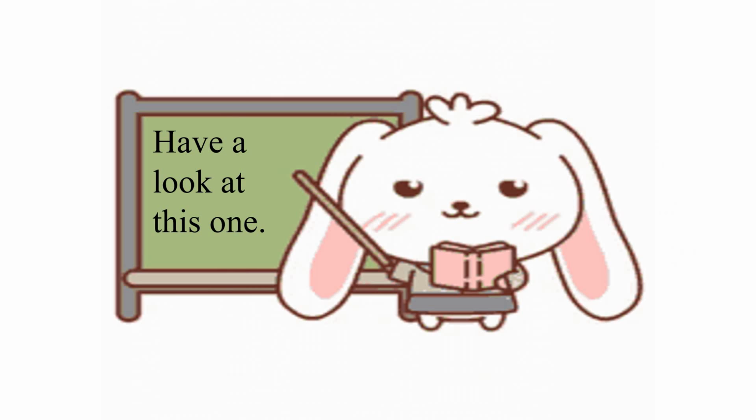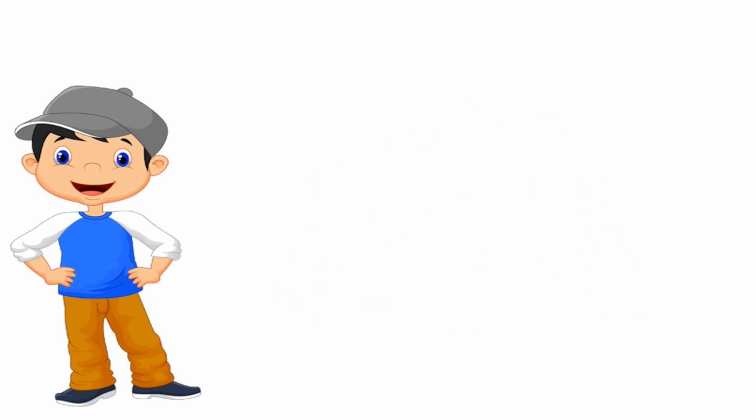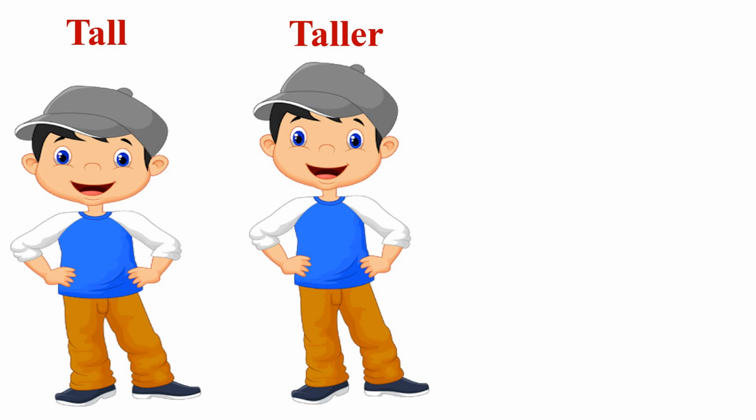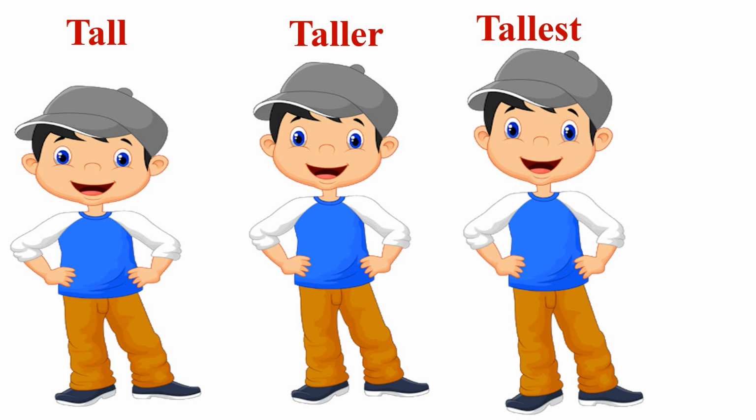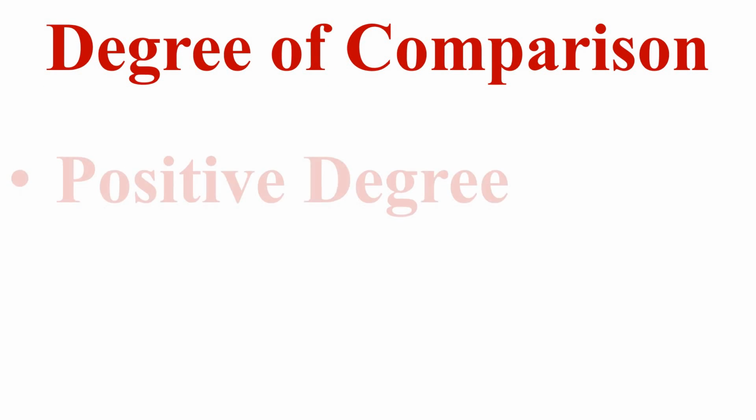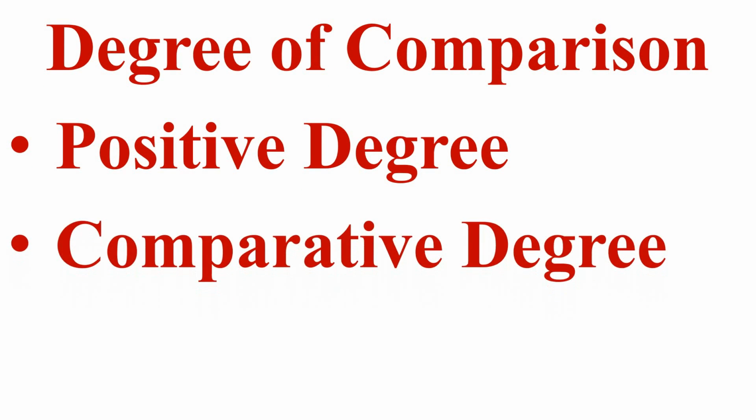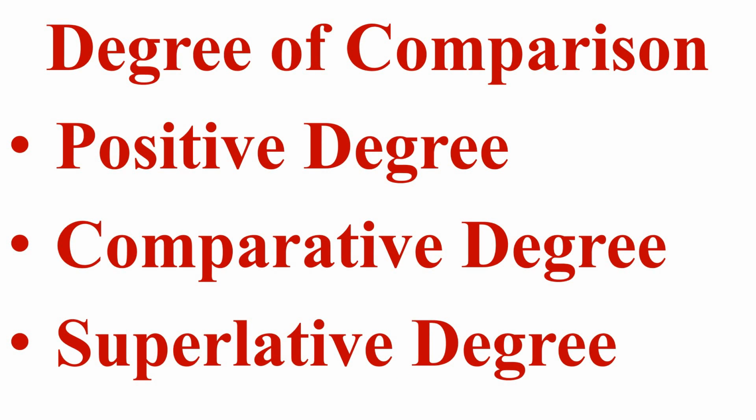Have a look at this one. This is a boy. He is tall. Here is another boy who is taller than the first one. And here is the third, जो कि इन तीनों में सबसे tall है यानी कि tallest. There are three degrees of comparison: positive degree, comparative degree, and superlative degree.